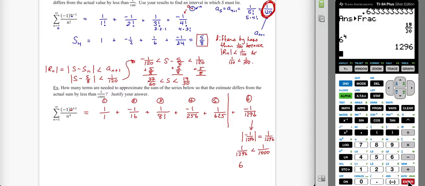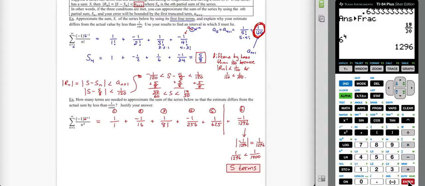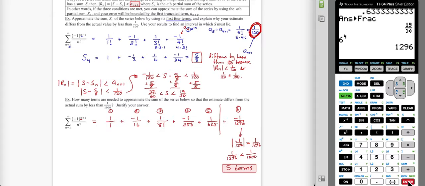How many terms are needed to approximate the sum of the series so that the estimate differs? So we would need to go 5 terms, because the sixth term would give us the most that the remainder could ever be, which would be 1 over 1296, which we already know is less than 1/1000th. So we would never hit the 1/1000th in terms of the error. So we would have it covered there.